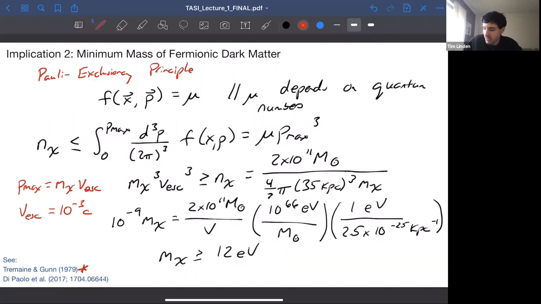The current constraint on this is actually better, and it comes from dwarf galaxies, which we're just about to talk about. And they get something around m chi greater than around 100 eV, just by looking at better galaxies and picking better numbers than 35 kiloparsecs.